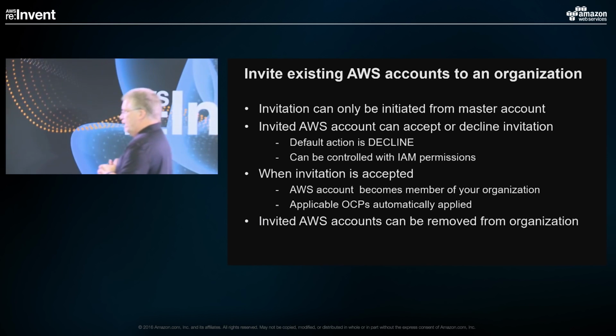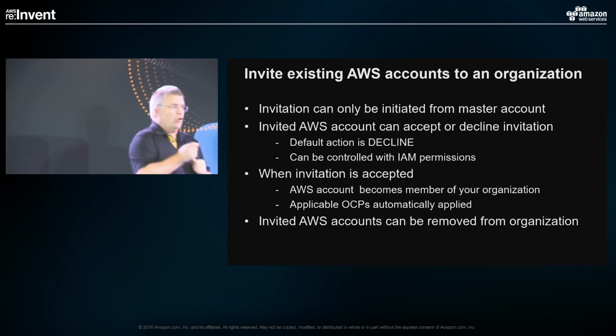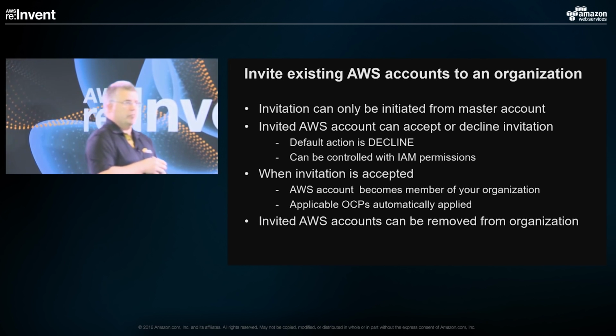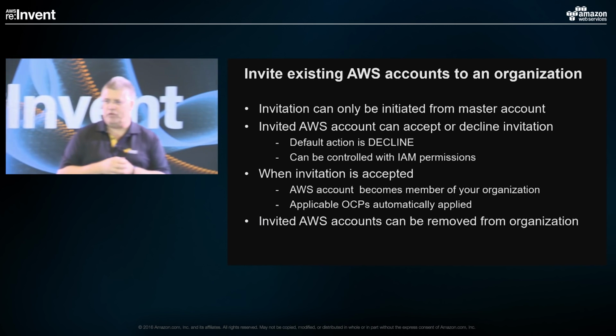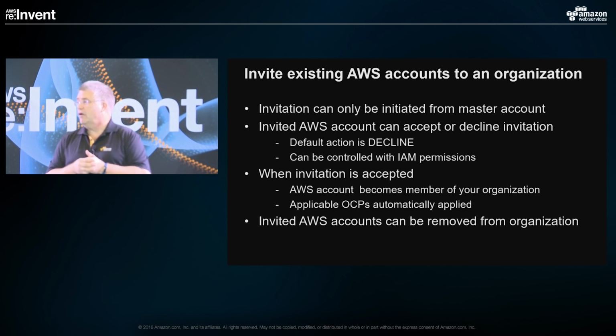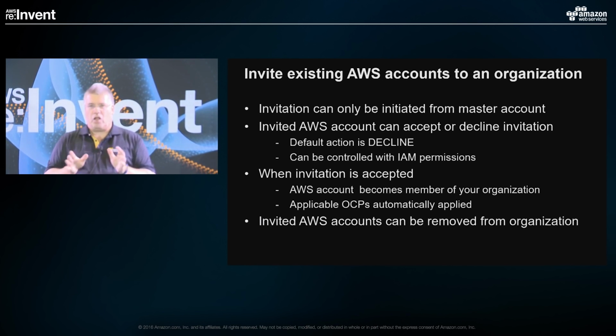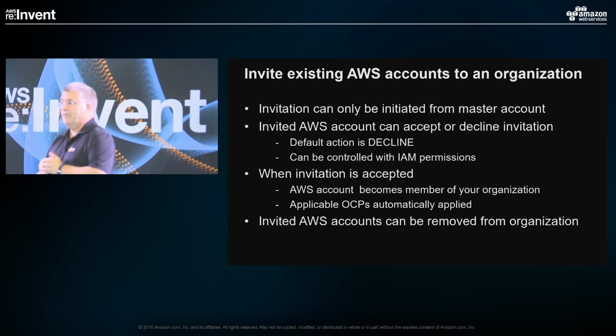The account that gets invited has to accept or decline. You can control who in a standalone account can accept and decline. It's normal IAM permissions. So if you want to make sure that the right person can accept and decline, you have to make sure those permissions are set. Or if you never want anybody to accept or decline, you always want it to be standalone, block access to those functions through permissions.